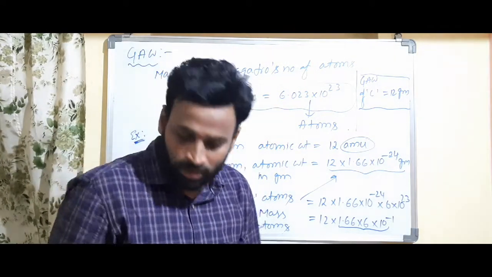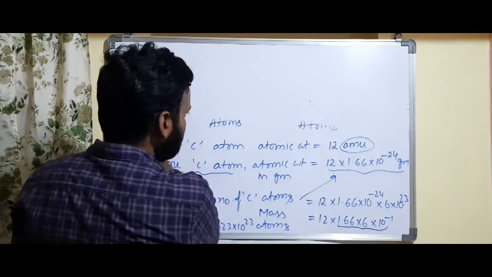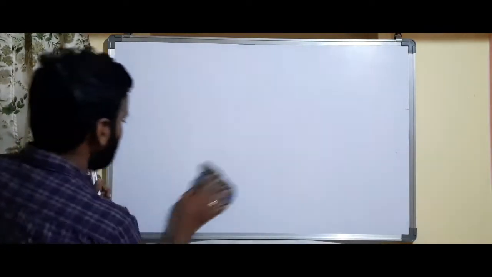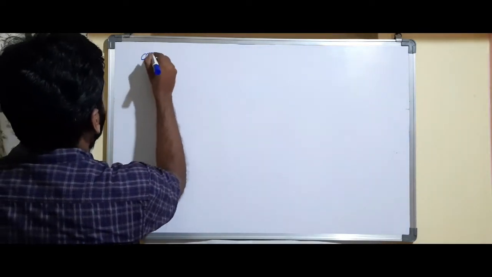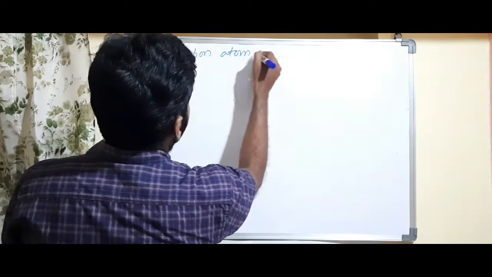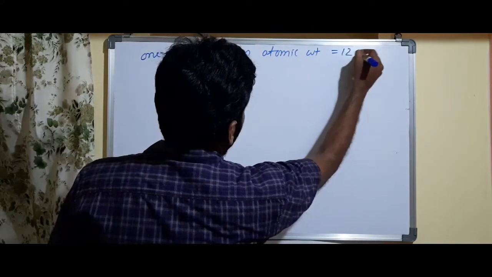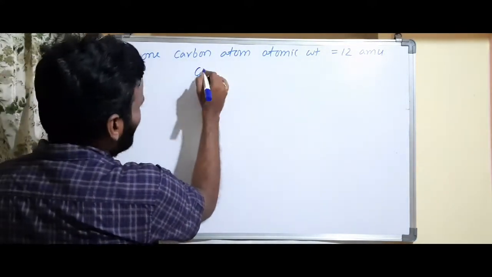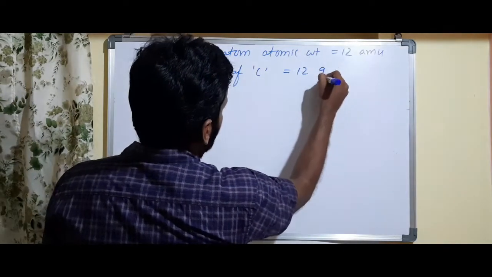Got it clearly? So this is about gram atomic weight. What is the gram atomic weight? You have an idea, but I'll give you clearly here. One carbon atom, atomic weight is how much? 12 AMU. No need for Avogadro number here. Gram atomic weight of carbon means 12 grams.